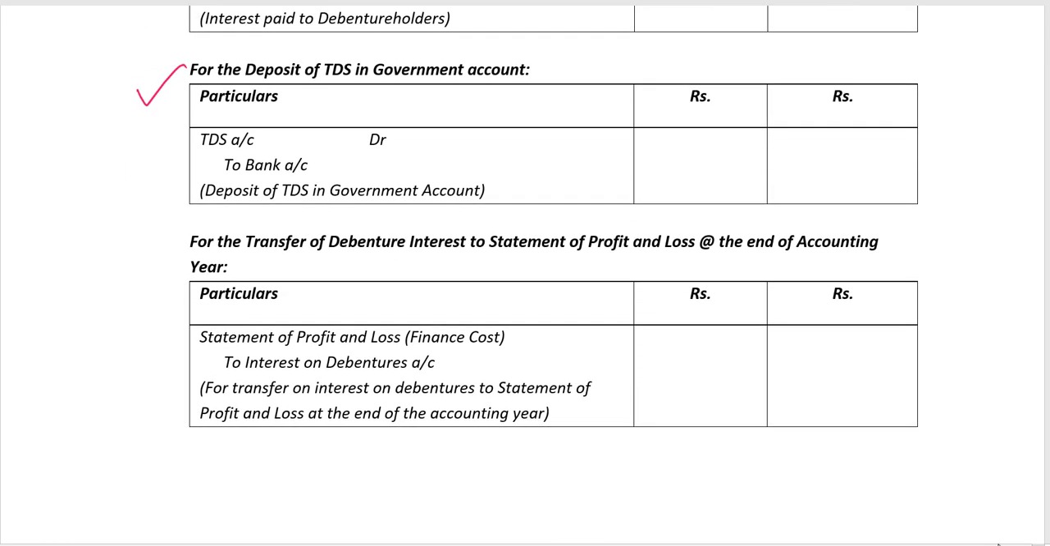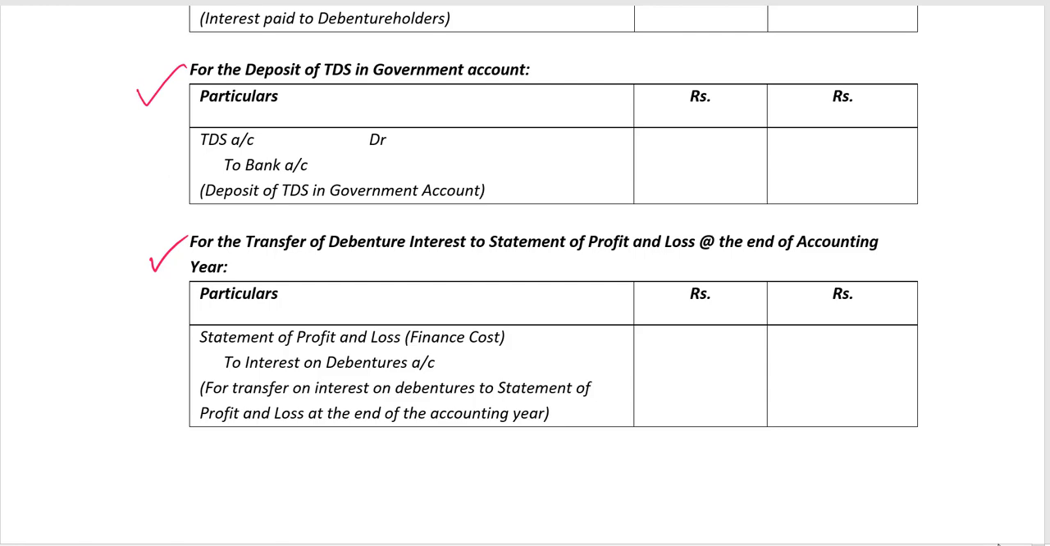At the end of the accounting year, the debenture interest has to be transferred to statement of profit and loss finance cost, and the journal entry for the same is statement of profit and loss finance cost to the interest on debentures account for transfer of interest on debentures to statement of profit and loss at the end of the accounting year.